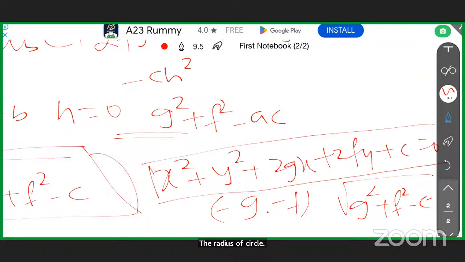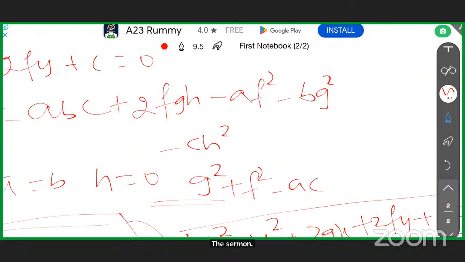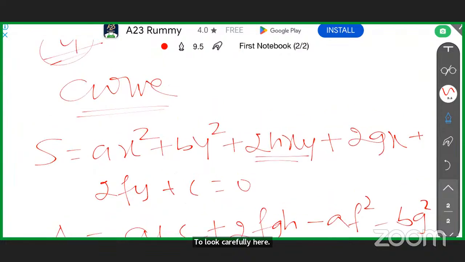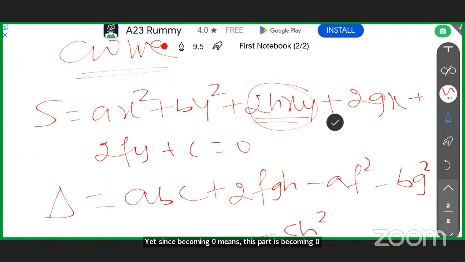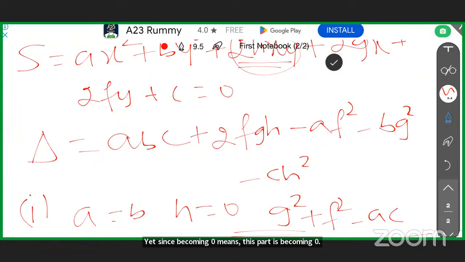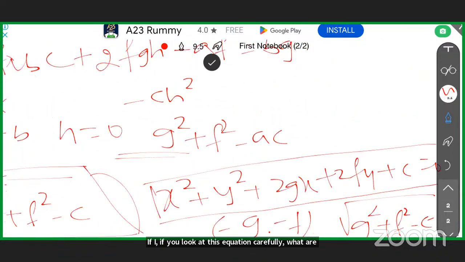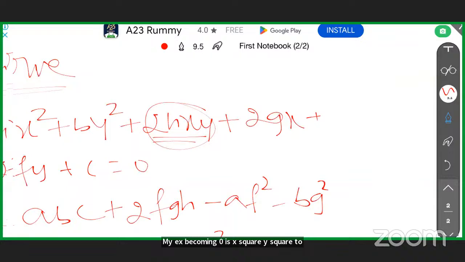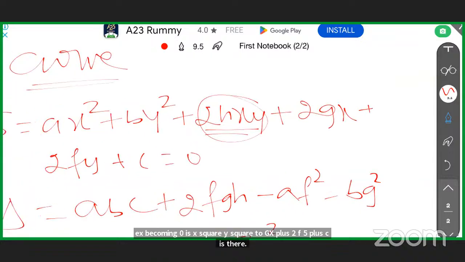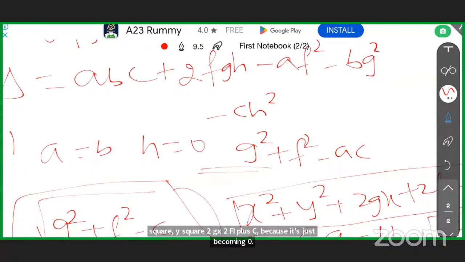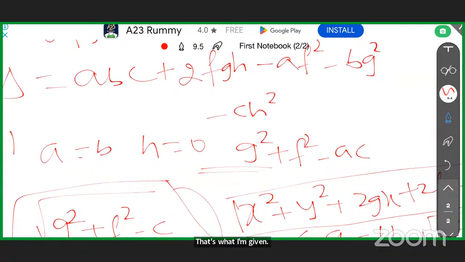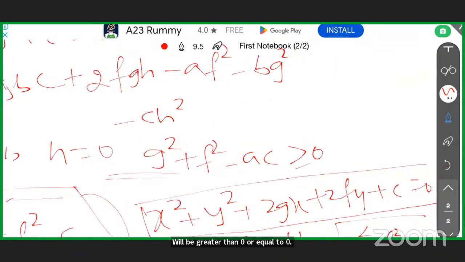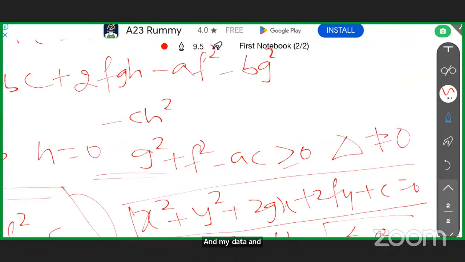Yes or no? If you look carefully at this equation, h is becoming 0, so this part is becoming 0. The rest is x square, y square, 2gx, 2fy plus c, because h is becoming 0. That's what is given: a is equal to b, h is equal to 0. G square plus f square minus ac will be greater than or equal to 0, and my determinant delta should not be equal to 0. Then the curve will become a circle.